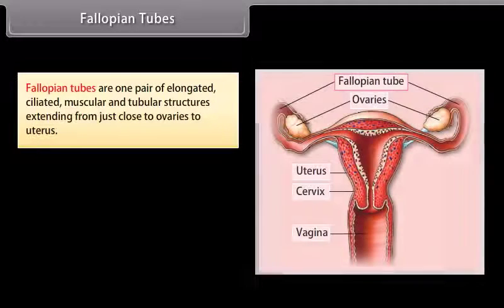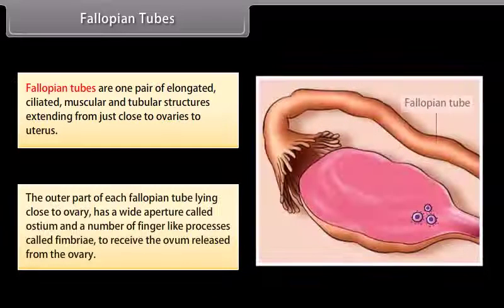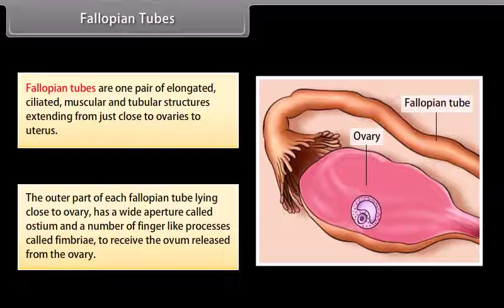Fallopian tubes. Fallopian tubes are one pair of elongated, ciliated, muscular, and tubular structures extending from just close to the ovaries to the uterus. The outer part of each fallopian tube lying close to the ovary has a wide aperture called the ostium and a number of finger-like processes called fimbriae to receive the ovum released from the ovary.